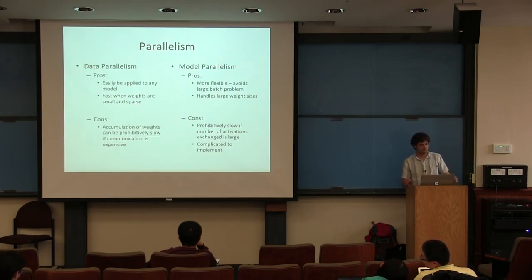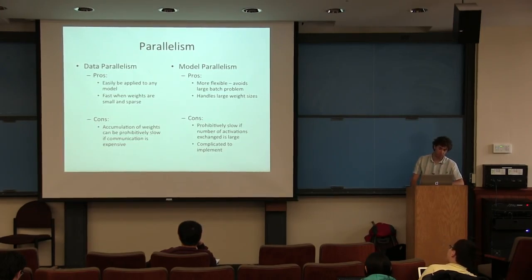Okay, so we've talked about two different forms of parallelism in terms of how you can distribute your model: data parallelism, where we evaluate our architecture independently on each different worker for a particular sample, and model parallelism, where we actually subdivide the computational graph for the model. Just to recap, the pros for data parallelism is that it's really simple. You can pretty much apply it to any model, and it's fast when the weights are small and sparse, because ultimately you need to exchange the gradients that you computed for the model between all of the workers. Unfortunately, if the weights are large, which can be the case in some models, this is actually prohibitively expensive.